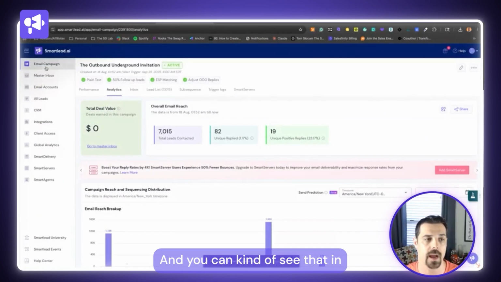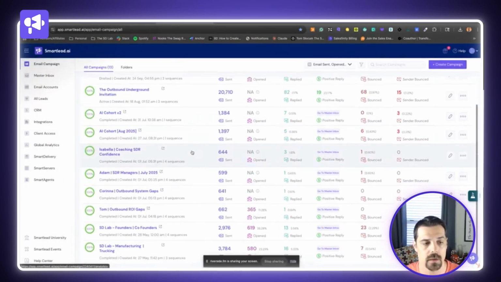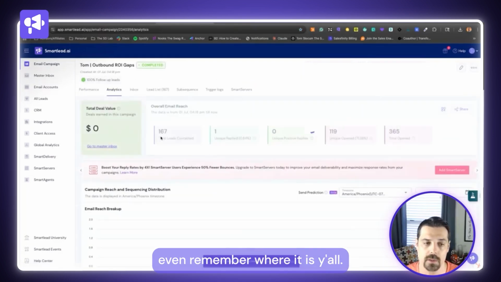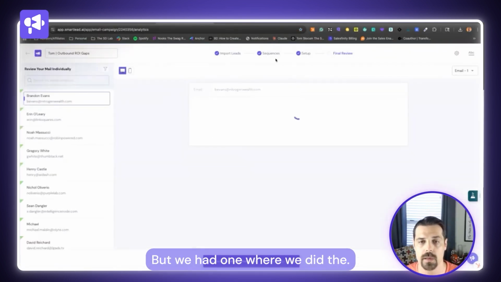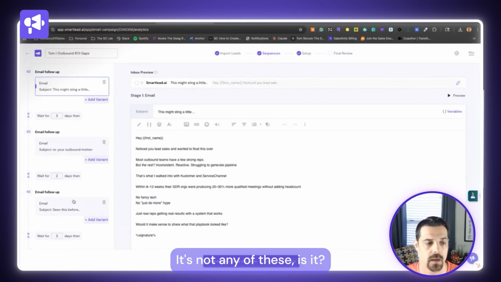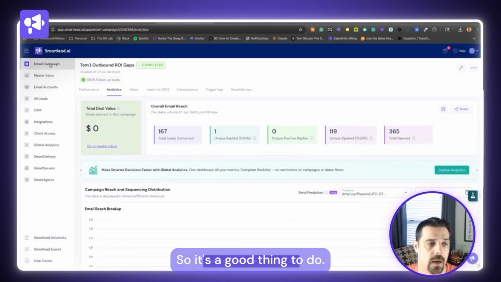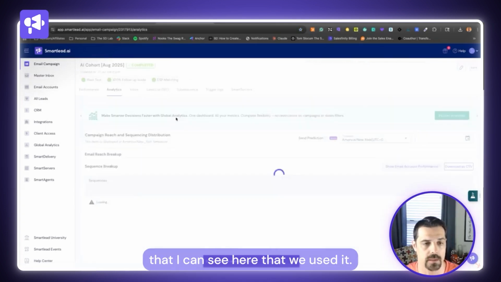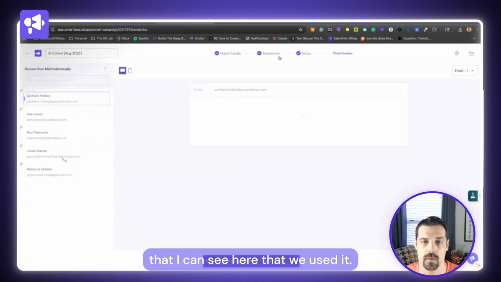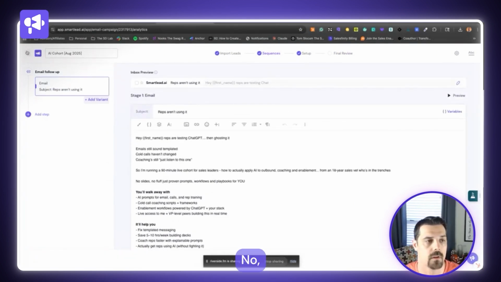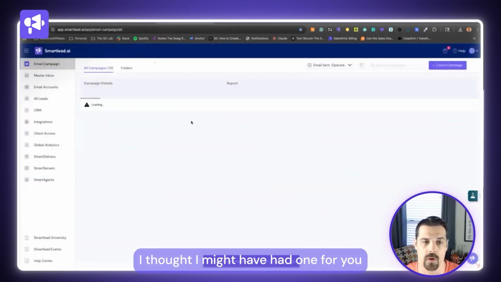And you can see that in one of these that I've done. There was one, gosh, I don't even remember where it is, y'all. But we had one where we did... it's not any of these, is it? So it's a good thing to do. I don't have an example that I can see here that we used it. Nope. I thought I might have had one for y'all so I could show you.